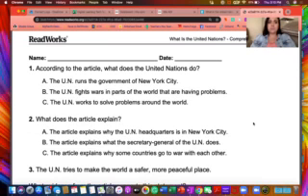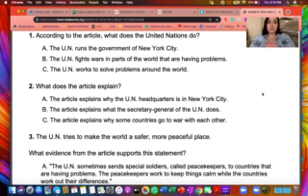All right, number 1. According to the article, what does the United Nations do? A, the UN runs the government of New York City. B, the UN fights wars in parts of the world that are having problems. Or C, the UN works to solve problems around the world. Again, the question is, according to the article, what does the United Nations do?